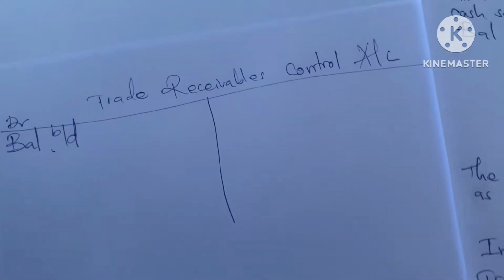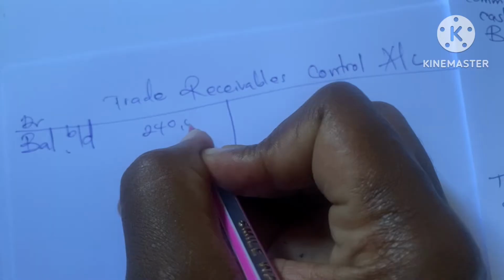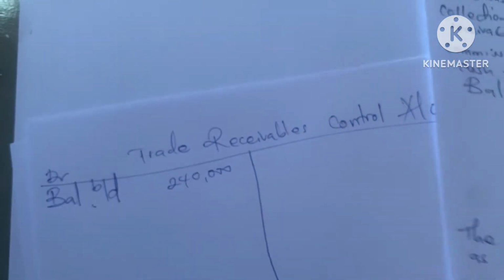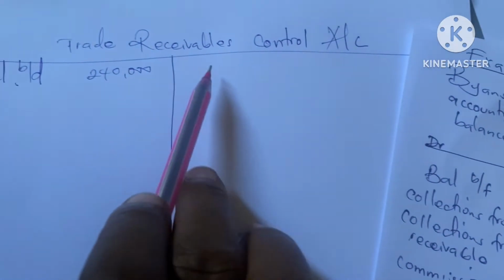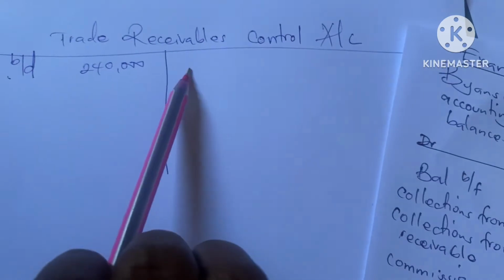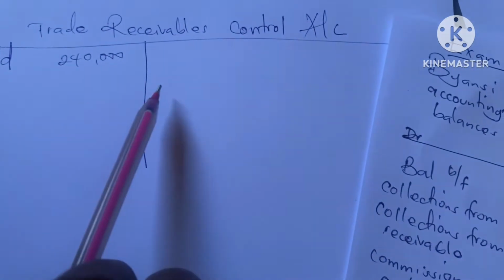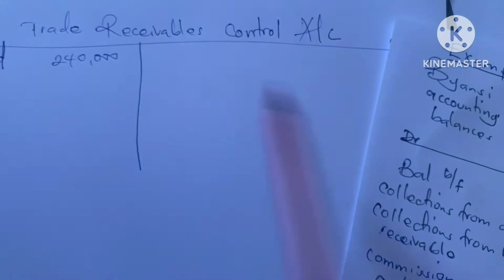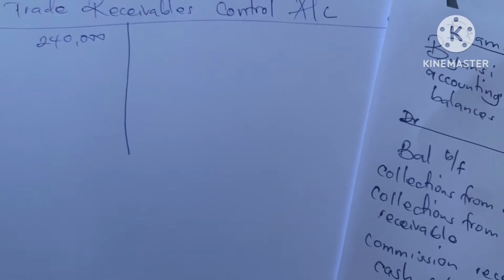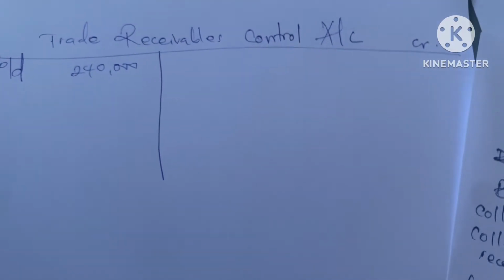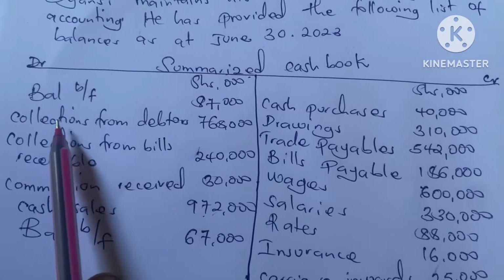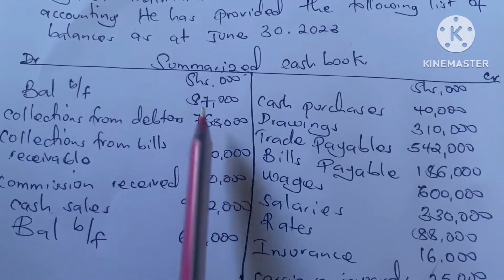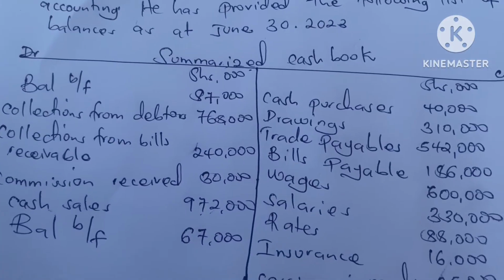240,000. Then on this side we record things like the money that is received from debtors, any bad debts, any return inwards, any discount that is allowed, things like that, and the closing balance. So what we record on the credit side. In this question we have collections from debtors. We put it on the credit side because it's reducing the money that is being demanded from the debtors.